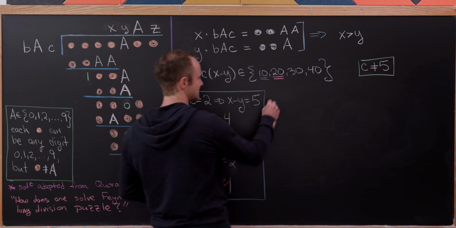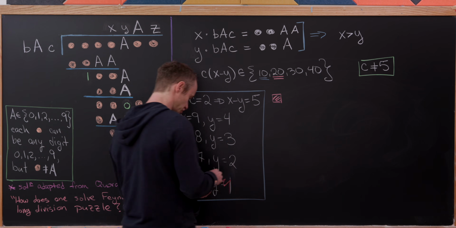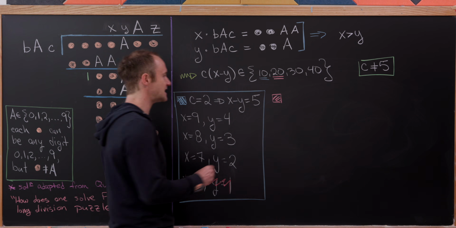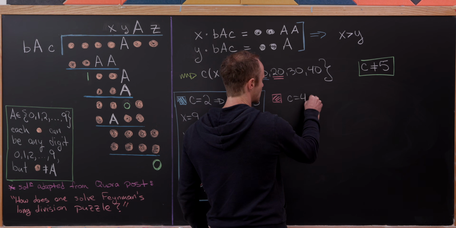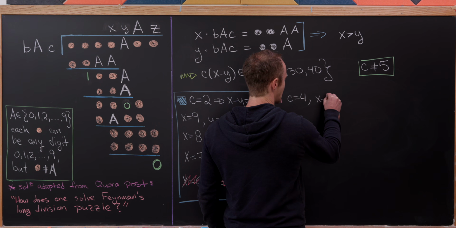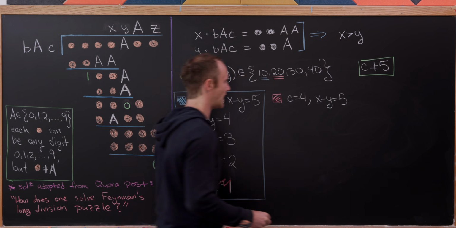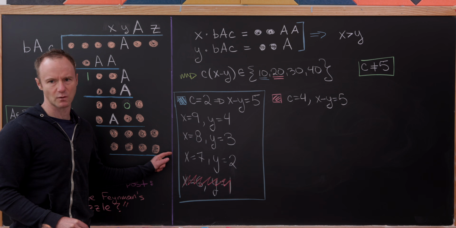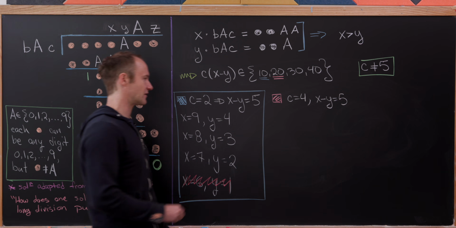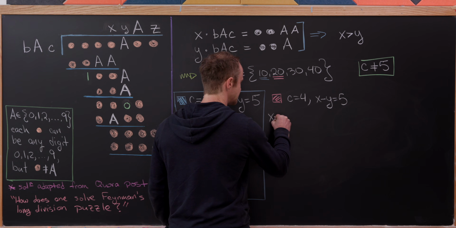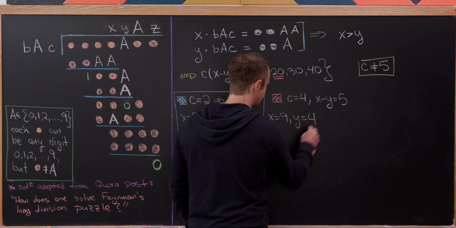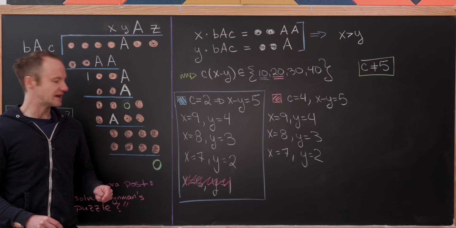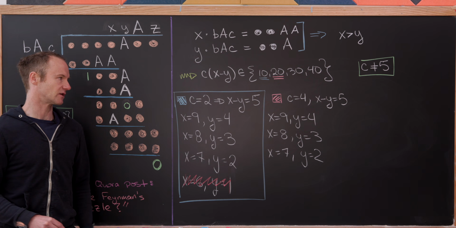Okay, so now let's move on to the next main possibility for c times x minus y, which is c times x minus y equals 20. So again, c cannot be equal to 5, which means that c must be equal to 4, and thus x minus y must be equal to 5. Oh, but that's going to give us the same possibilities for x and y that we enumerated down here. So we've got x is equal to 9, y is equal to 4, x is 8, y is 3, and x is 7, and y is 2. And again, this last possibility is never allowed.